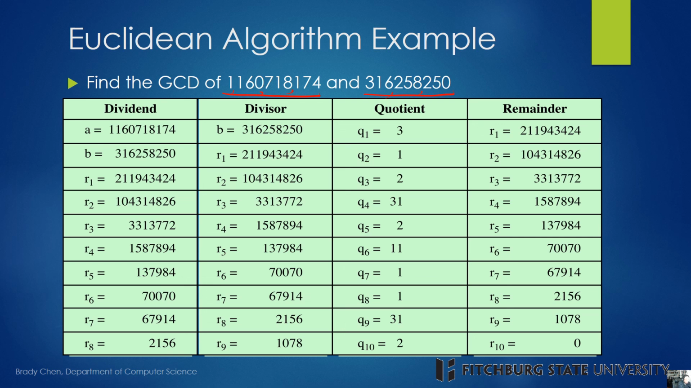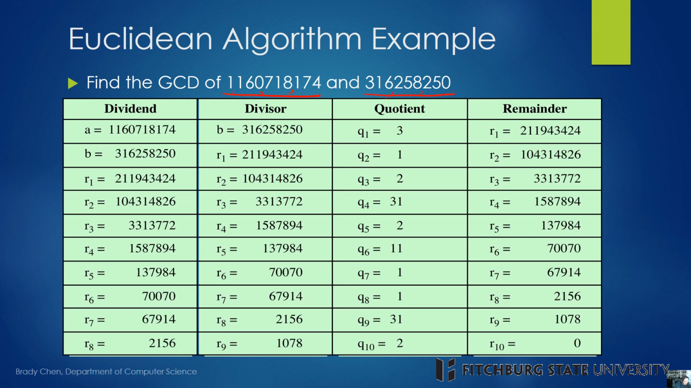Now, if we don't use the Euclidean algorithm, think about this. To find the greatest common divisor of these two numbers, the first thing we need to do is find the list of divisors for the first number and the list of divisors for the second number, and then we compare the lists of divisors of both numbers and find the common divisors and also the greatest common divisor, right? That's a lot of work.